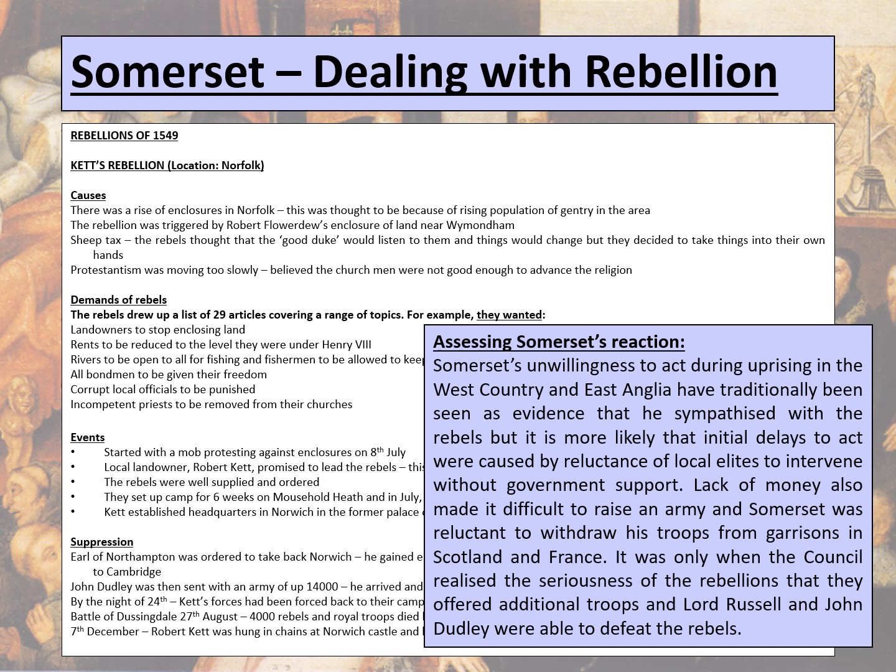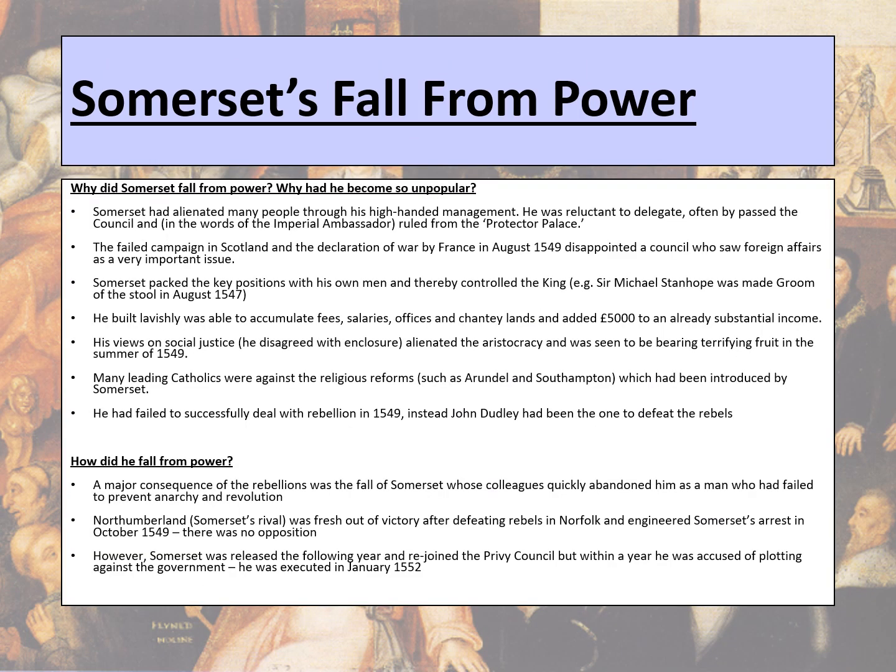I'd now like to look at Somerset's fall from power, specifically why he falls from power and why he becomes so unpopular, particularly with members of the Privy Council. I think it's quite obvious why a lot of people would have disliked him on the Privy Council because of his high-handed management. He ruled from his protector's palace, he had kept the king under lock and key, preventing anybody else from being able to influence him, surrounding him with his own supporters, and generally not delegating anything to anybody else and taking the power for himself.